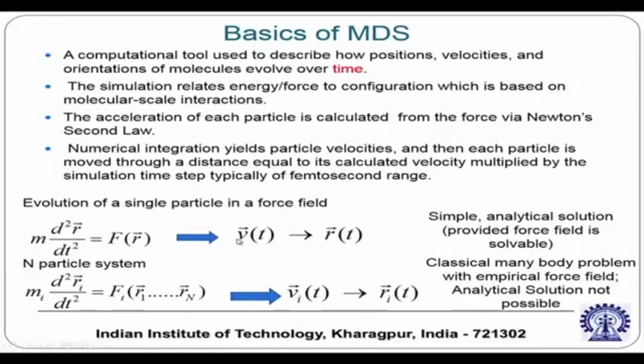So for a single particle you can get an analytical solution of this. In fact, that is what we commonly do in high school physics. So you have a single particle, you have various forces acting on the particle, you find the position of the particle as a function of time. For an n particle system, it is a classical many body problem, and with some empirical force field this problem cannot be analytically solved, and that is where we use the computer power to solve these numerically.